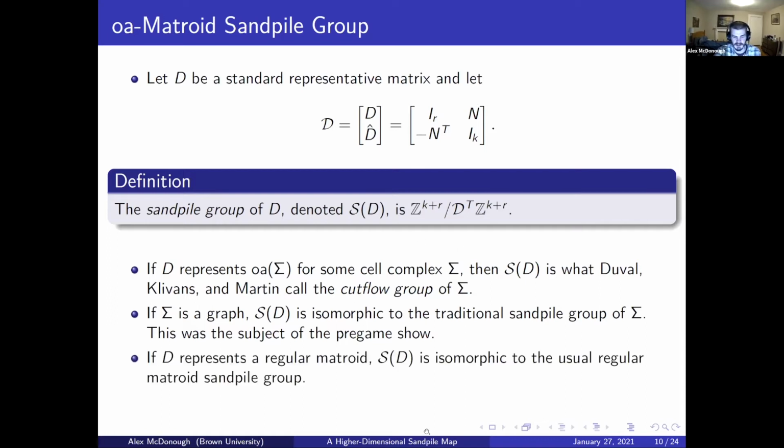And then also there's an idea of Sandpile group of regular matroids, and this is also going to be equivalent to the usual definition. So this ends up generalizing all of these different ideas of Sandpile group. There's a little bit of a caveat that when you have a cell complex, you've got to make sure that you have a basis of multiplicity 1. Otherwise, there's just no good way to define the Sandpile group, but I won't really get into that here.